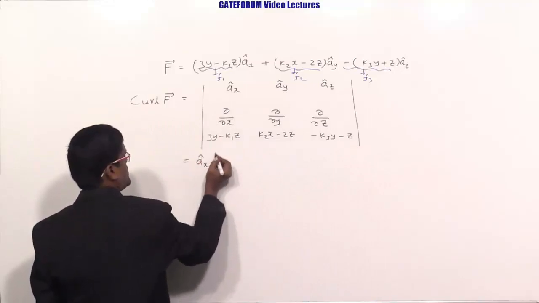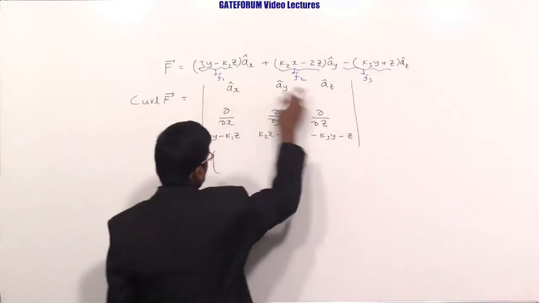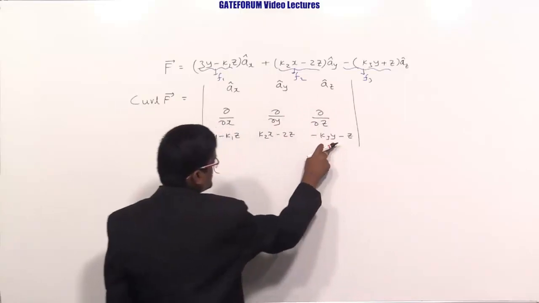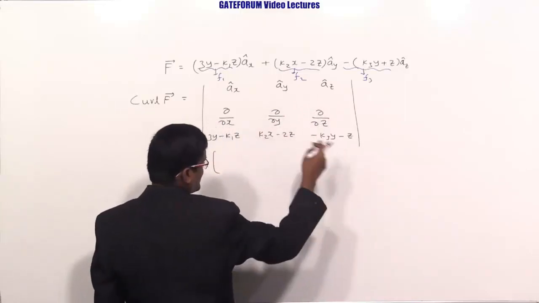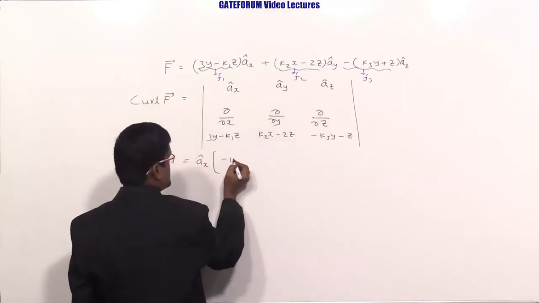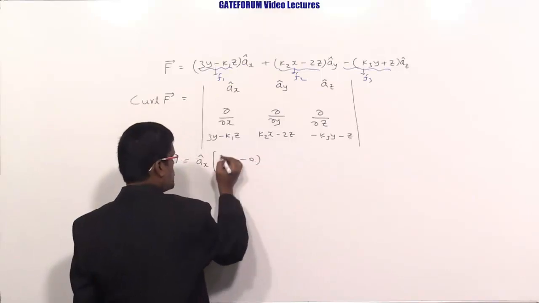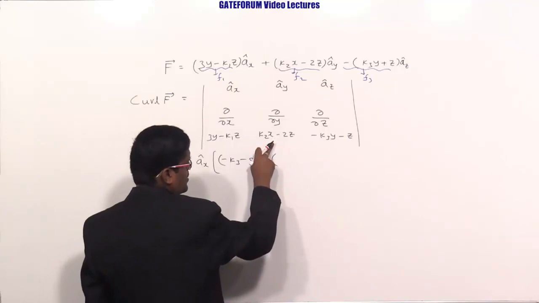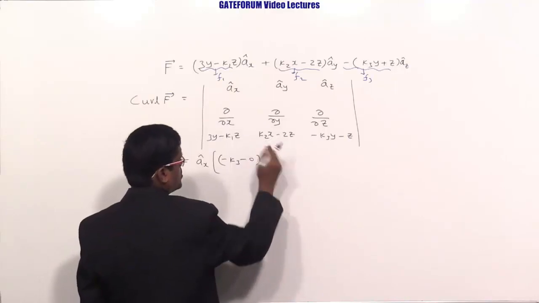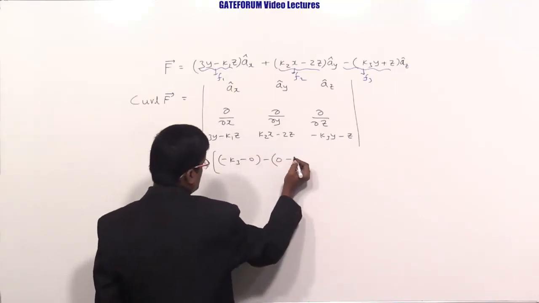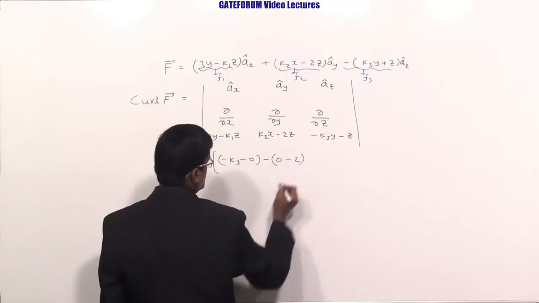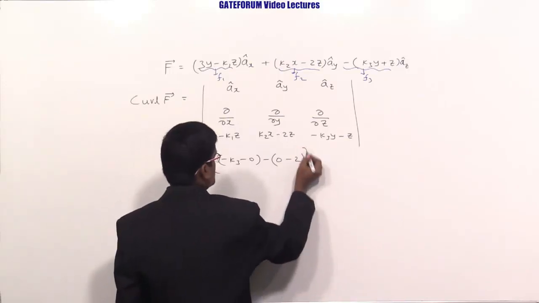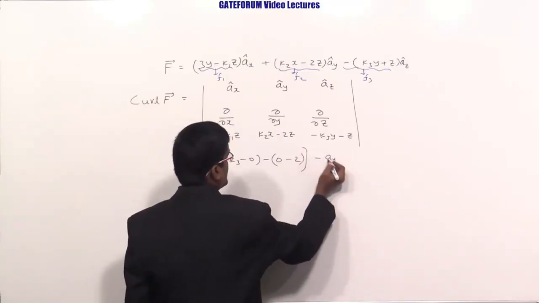Ax cap into, leaving the first column and first row, dou by dou y of this term. Partial derivative with respect to y means x constant, z constant. So minus k3, minus 0 minus dou by dou z of this term. That is the derivative with respect to z, partial, means x term 0. So 0 minus 2z, derivative with respect to z is 2, minus 2 into that is over.